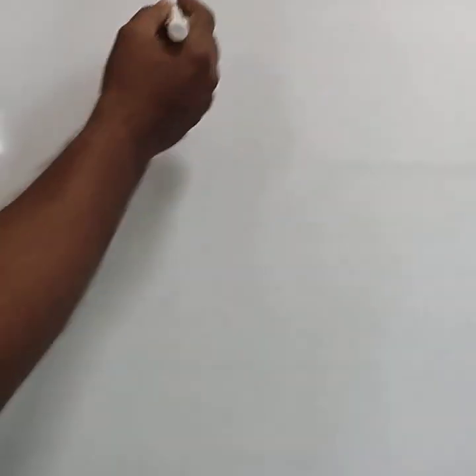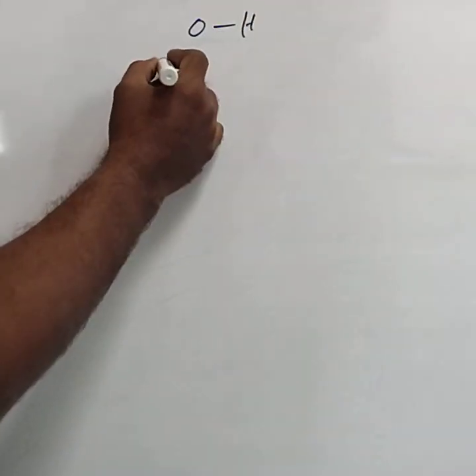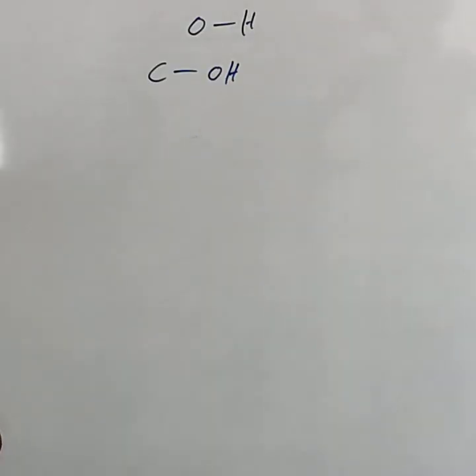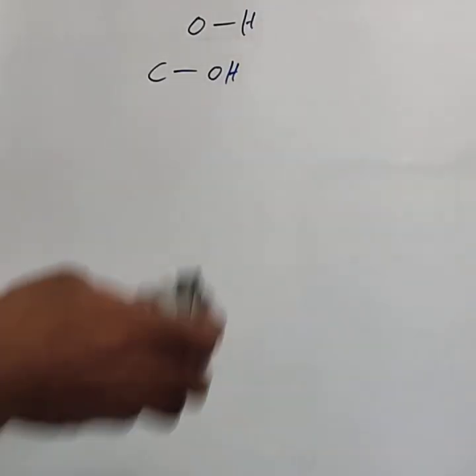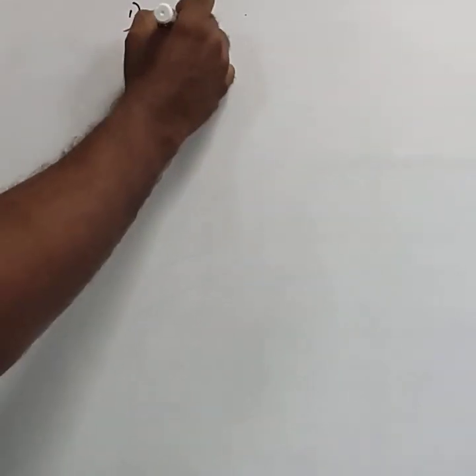Hello students, in the last class we have studied about the reactions due to cleavage of the OH bond. In this class we will study the reactions due to cleavage of the C-OH bond. First, consider the reaction, that is formation of the anhydride.